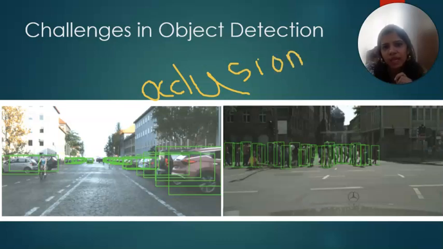So in occlusion, what happens? See here, many persons are occluded, many persons are overlapped together, but the object detection algorithm has to try to detect them. This is also overlapping. So there are challenges that arise here too. Okay.